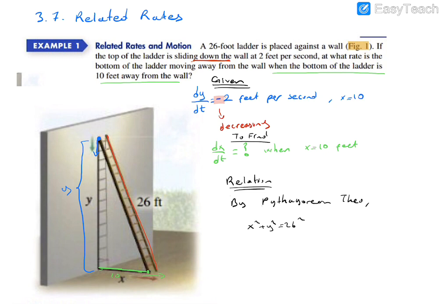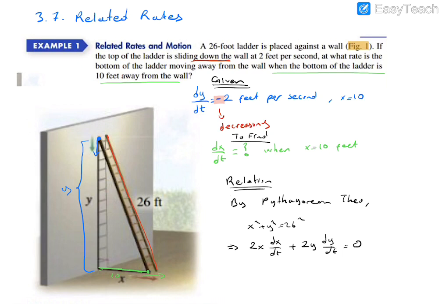So by differentiating this equation implicitly with respect to time, and when differentiating we will use the chain rule when we need, we will obtain 2x times dx over dt, we differentiate in terms of t, plus 2y times dy over dt, which equals, the right hand side is constant, so the derivative of the constant term is 0. So we obtain this equation.